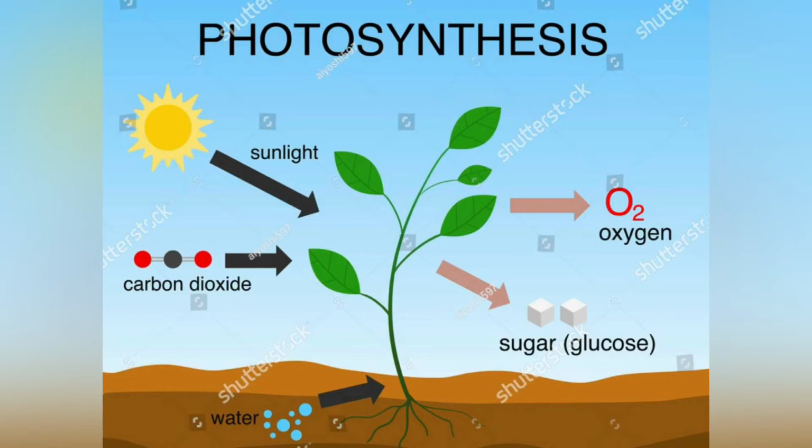Most plants, algae, and cyanobacteria perform photosynthesis. Such organisms are called photoautotrophs. Photosynthesis is largely responsible for producing and maintaining the oxygen content of the Earth's atmosphere, and supplies most of the energy necessary for life on Earth.